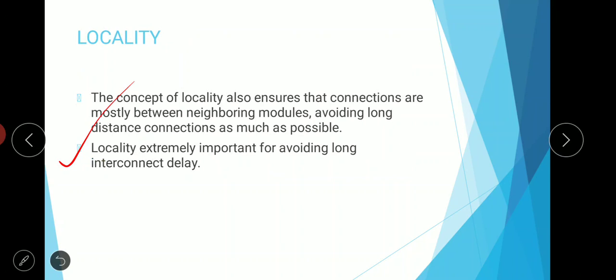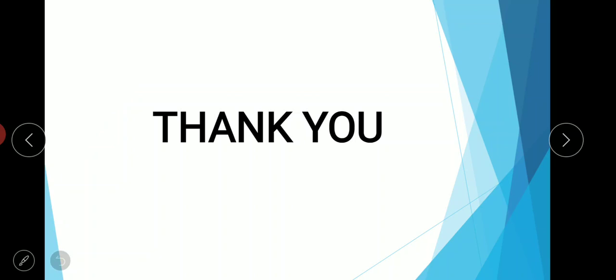So this is all about design hierarchy, regularity, modularity and locality.